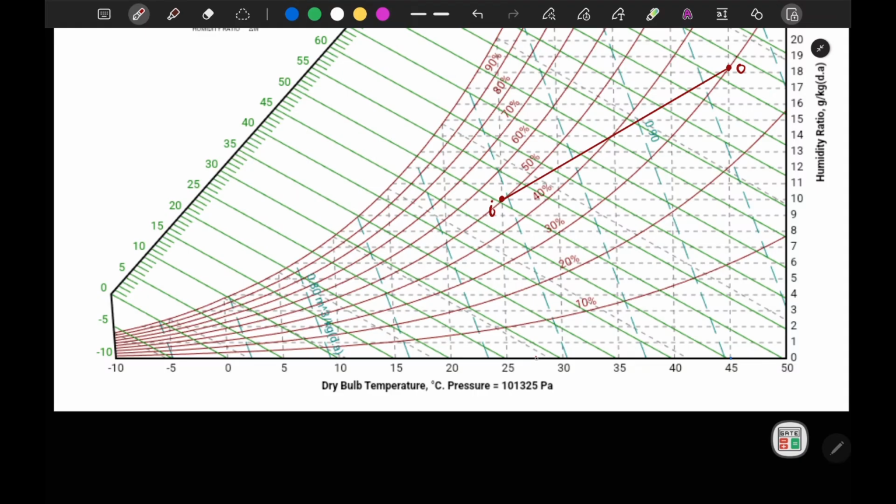So this is 25, this is 30, so it will be about 26.5, somewhere in the middle. If I divide it into 5 parts, 26, 27, 28, 29 and 30, somewhere in the middle, from here to here, at this point we will obtain our value of the mixture. So this will be our state 1.